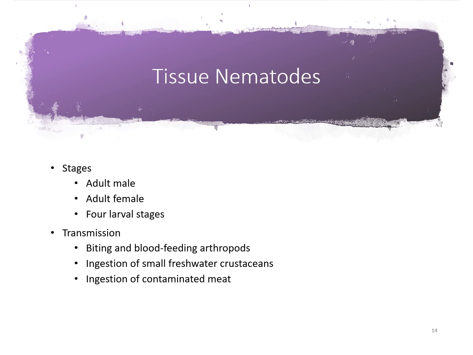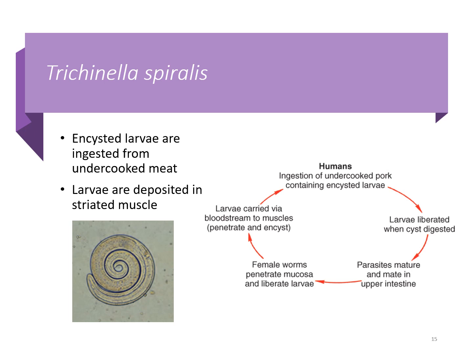With your tissue nematodes, they do have various stages. You have male and female adult stages, and then you have larval stages. They're transmitted through the arthropods, and then you can also get it through ingestion of a small freshwater crustacean or through contaminated meat. An example of this is the Trichinella spiralis.